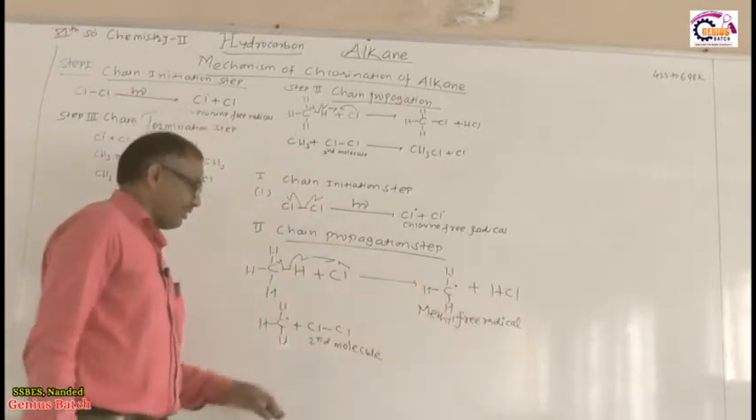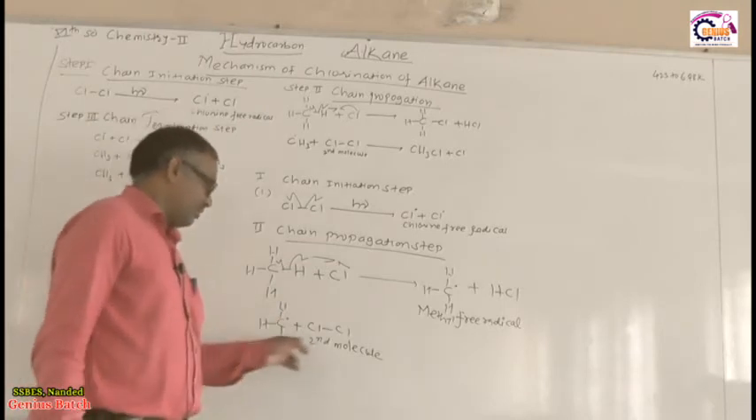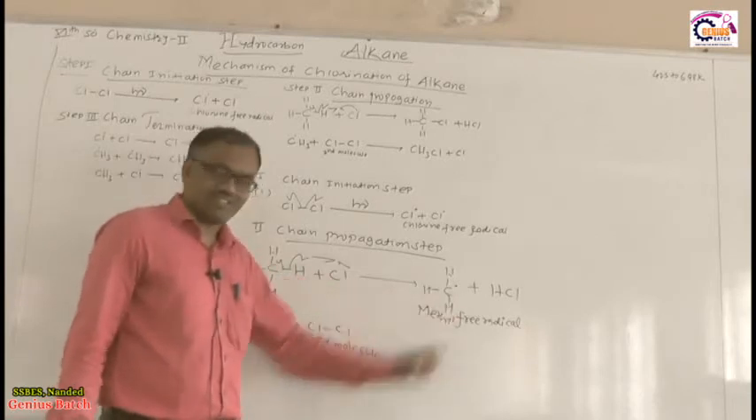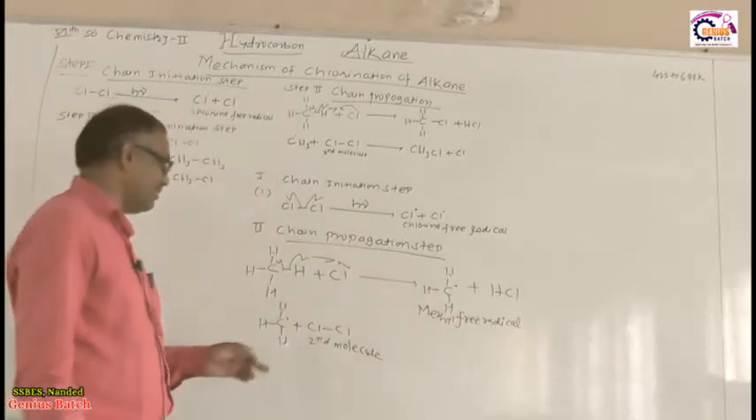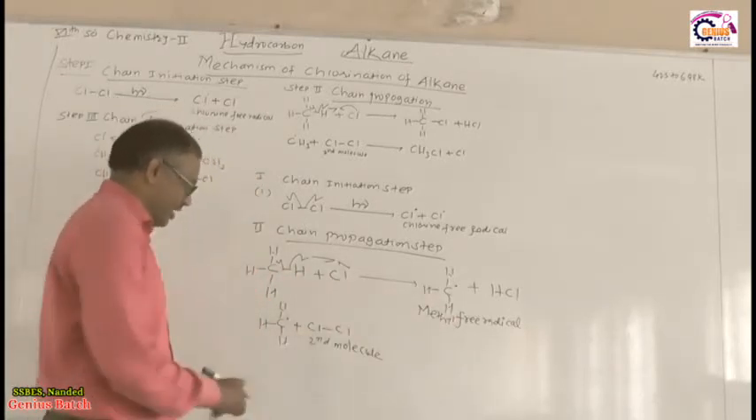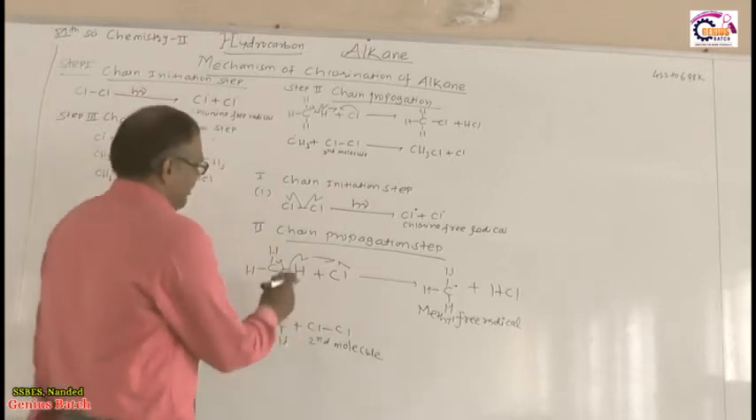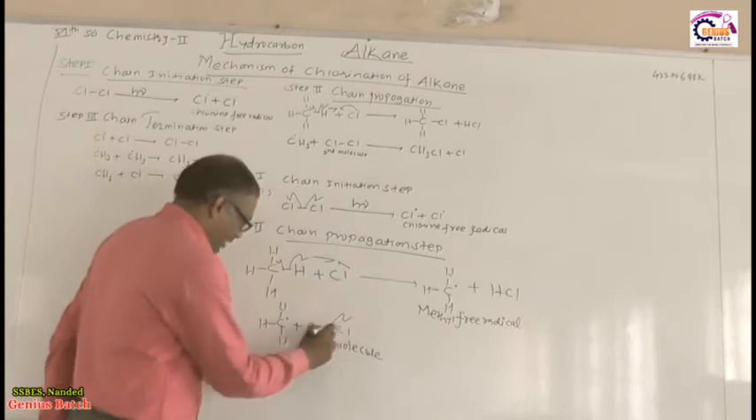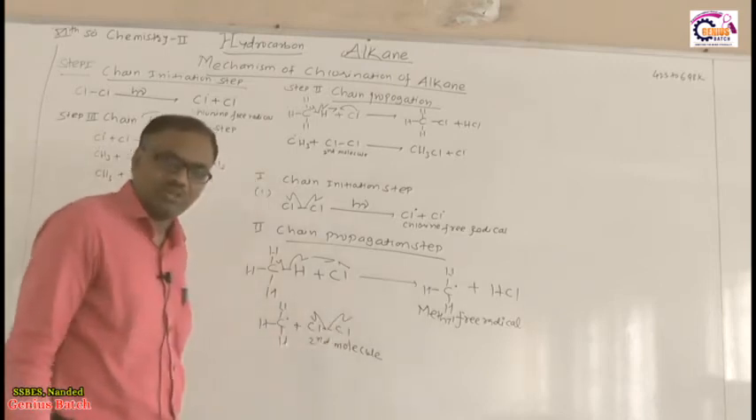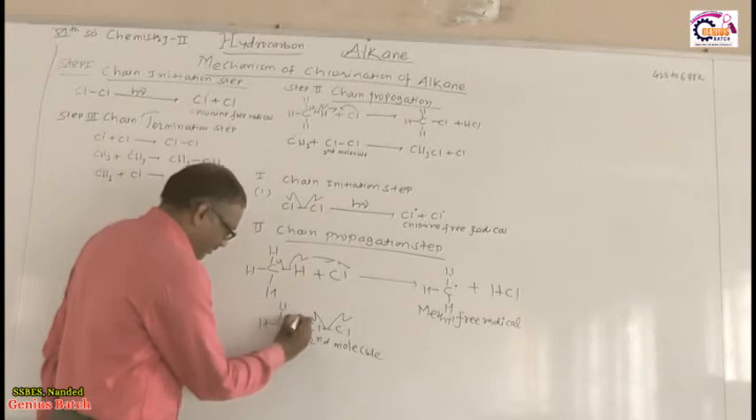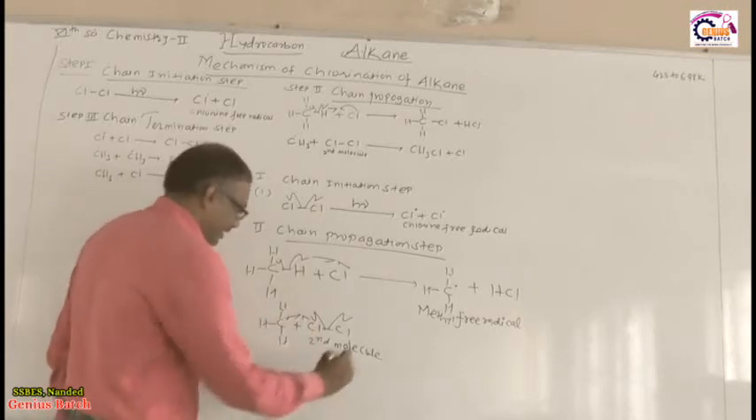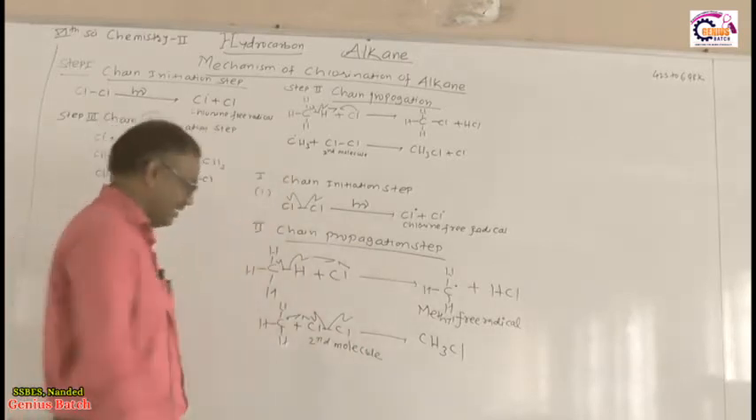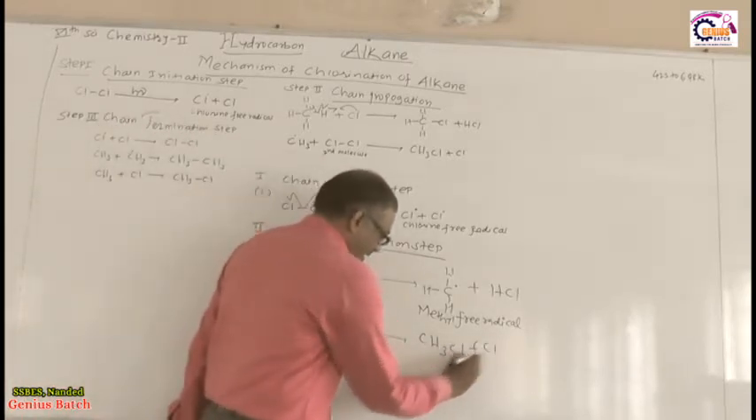Now what happened? This methyl free radical, which is formed in the chain propagation step, again reacts with the second molecule of chlorine. What will happen when it reacts with the second molecule of chlorine? This bond again breaks homolytically to produce the chlorine free radical. This methyl free radical and this chlorine free radical combine to form methyl chloride again, right? Okay, and the chlorine free radical.